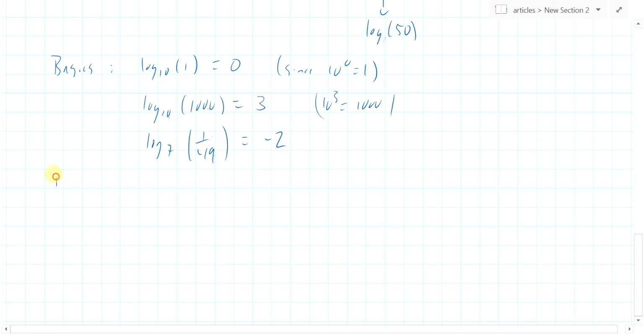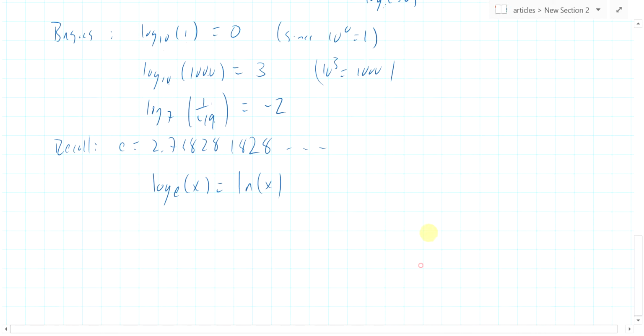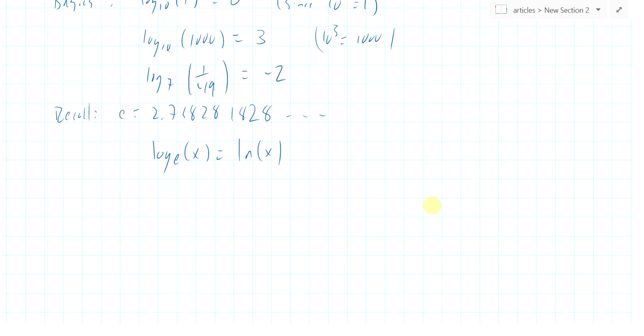Now recall, e is 2.7, Andrew Jackson, 2.8, dot, dot, dot. You don't need to know it out that far. 2.7 is enough. But it's a number between 2 and 3. And we have a special symbol for log base e of x. It's ln of x, often pronounced "lin of x." It's ln because in French it's logarithme naturel, and that's where the abbreviation comes from, the natural logarithm.